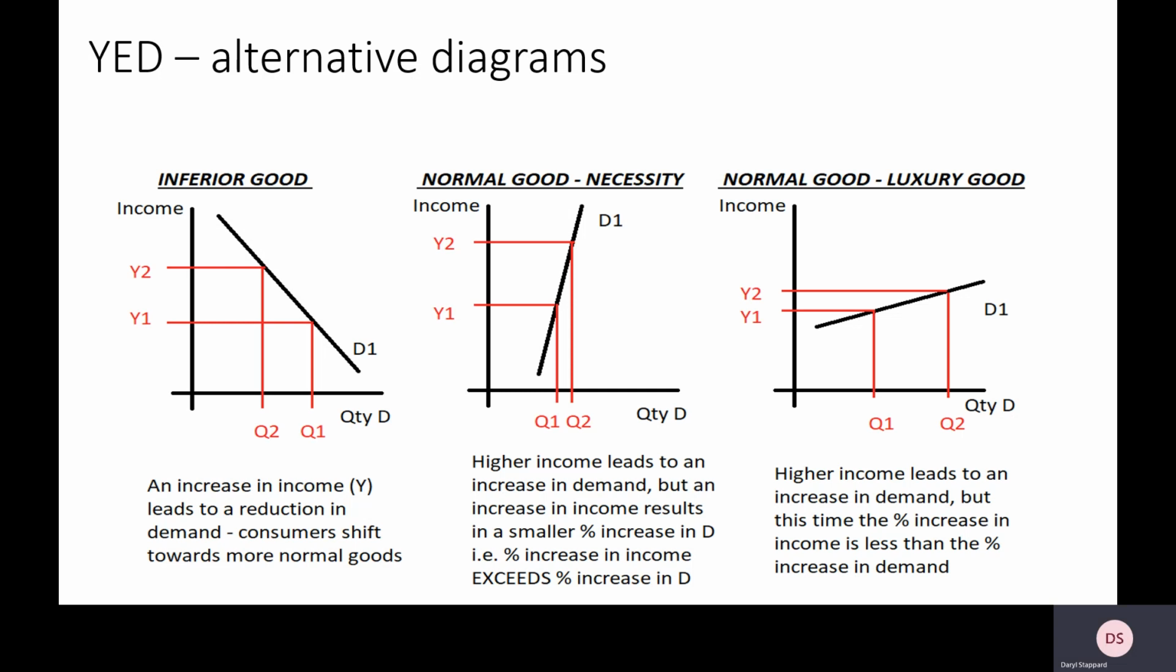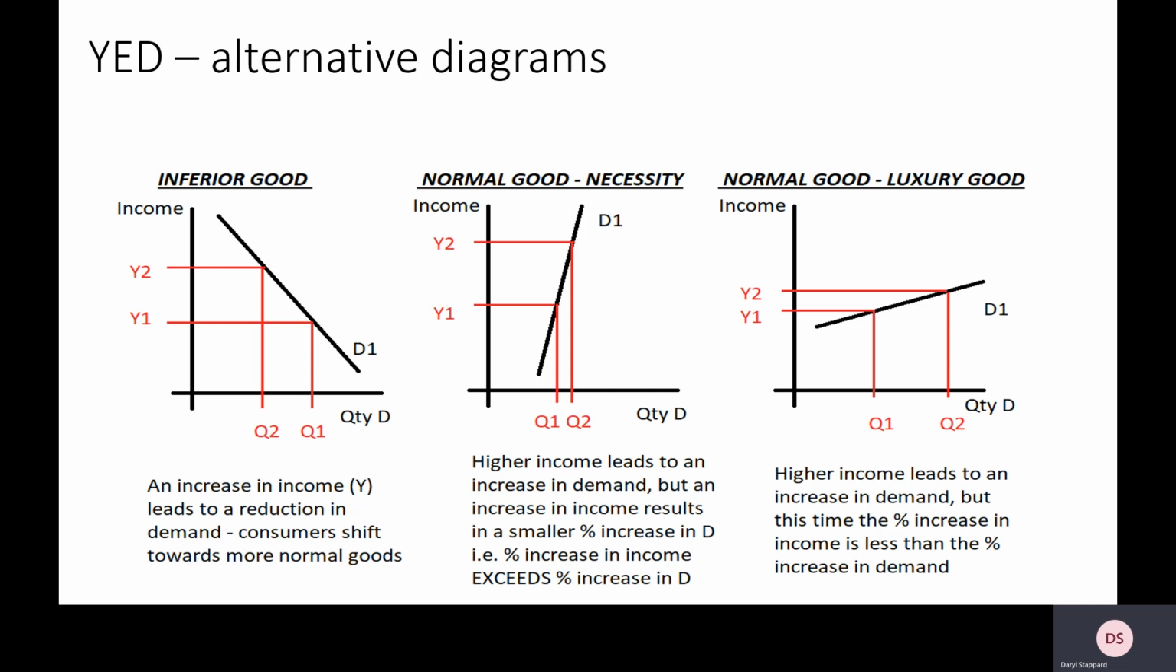Right, now try not to get too bogged down or confused by these diagrams, but it's just a different way of showing how income levels affect demand for goods and services. So what I've done this time, I've still got quantity on the horizontal axis, but on the vertical axis, I've put income rather than price. Now look at the inferior good first of all. I'm showing a negative relationship between income and demand. So look at this. If income's increased from Y1 to Y2, then demand falls from Q1 to Q2.